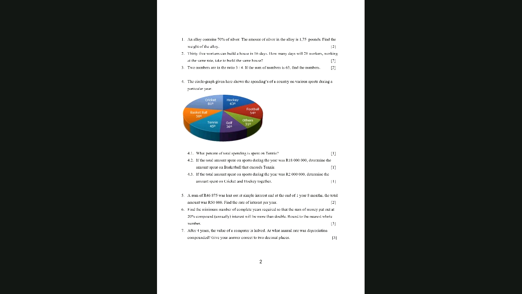Okay, so we don't know the weight of the alloy there. So let the weight of the alloy be W. So we know that 70% of the weight of the alloy is equal to the weight of silver, which is 1.75. Does it make sense to you, please?